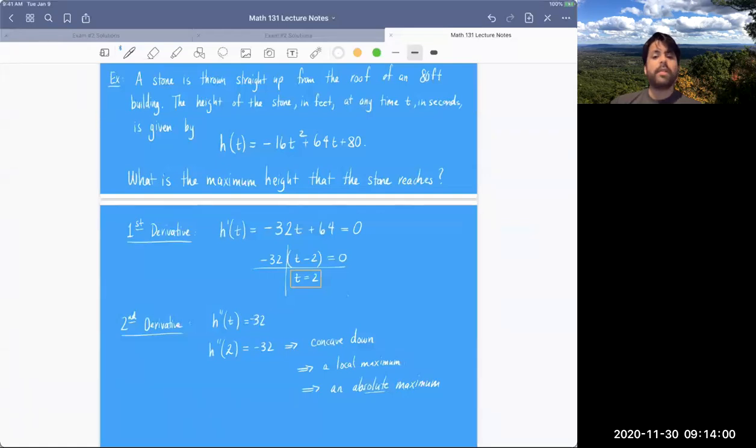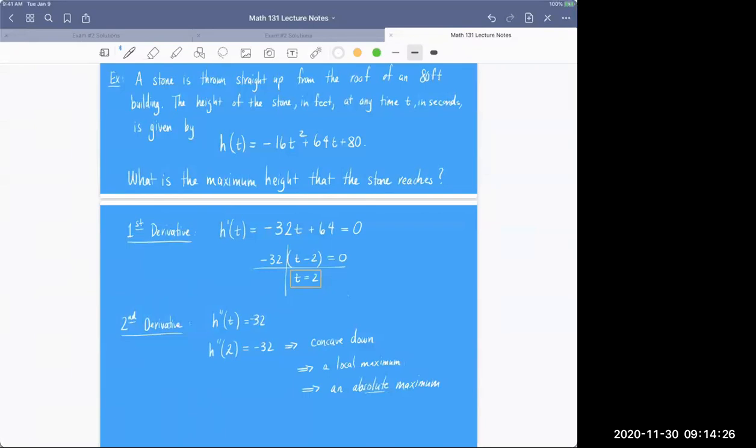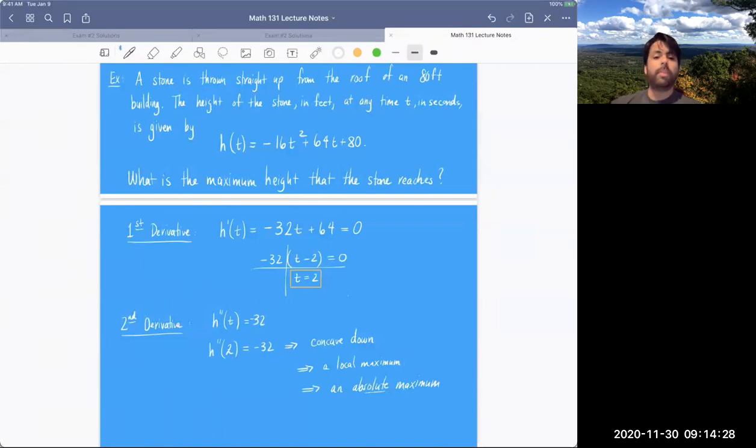Well, we have to consider the context of the problem. What are we dealing with? We're dealing with a stone that goes up and it goes down. But we're looking at the height, and the height is given from the distance between the stone and the ground. So can the height ever be a negative number? No. So there's actually a restriction upon this height function that was not specified before.